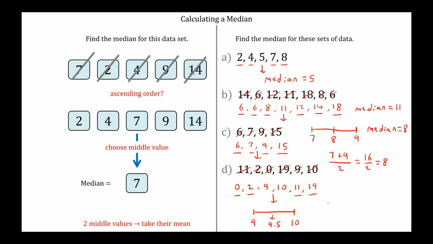Now the other way to find this out would be to take 9 and add it to 10. So I'm going to add my two values together, between which my median lies, and then divide it by 2. So 9 plus 10 is going to be 19. And 19 divided by 2 is also going to be 9.5. So again, in this case, my median is 9.5, but I can calculate my median either using a number line method or by finding the mean between those two numbers.